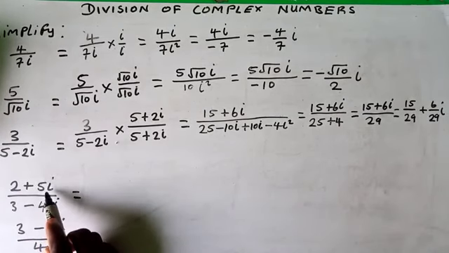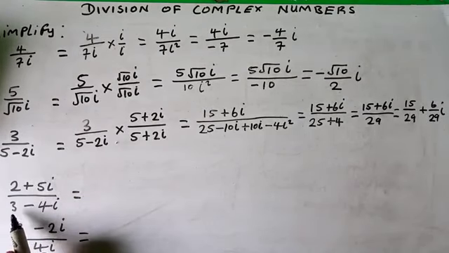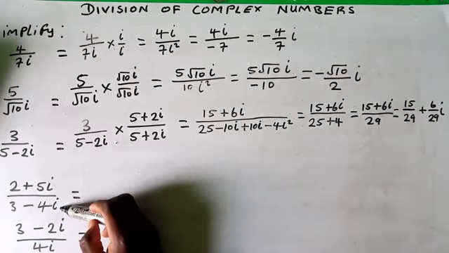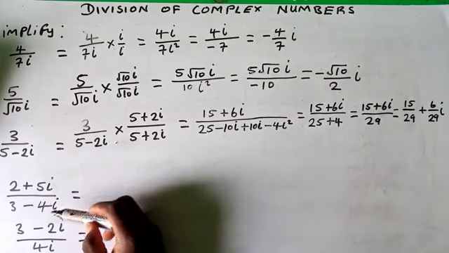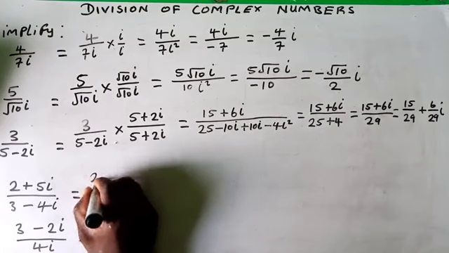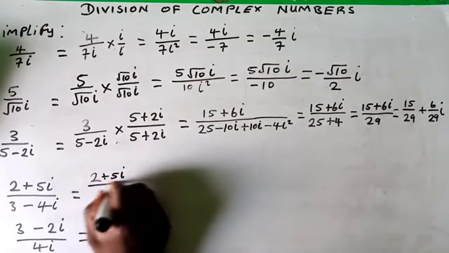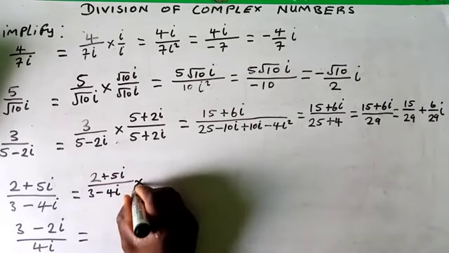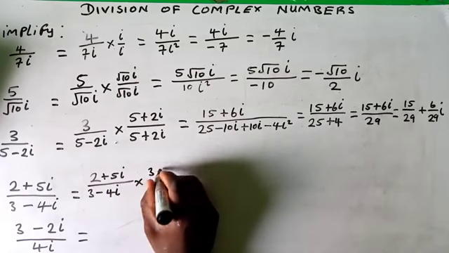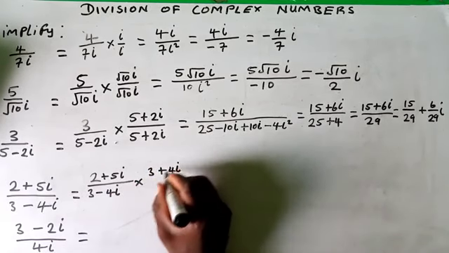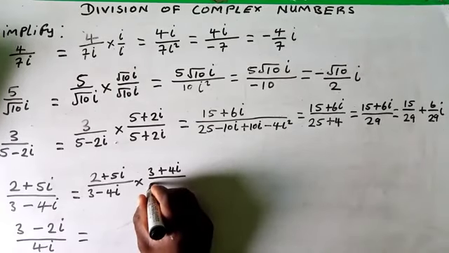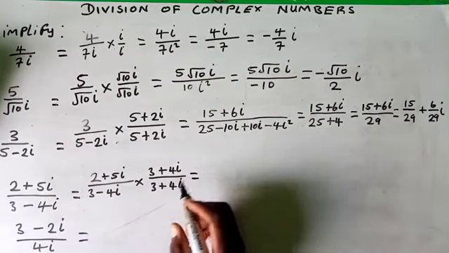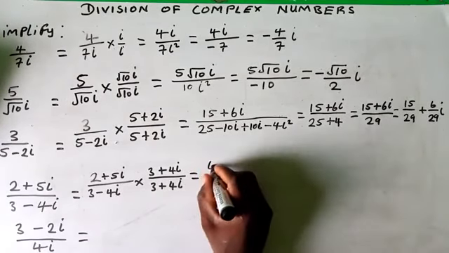So let's look at the next example, which is 2 plus 5i all over 3 minus 4i. We multiply both the numerator and the denominator by the conjugate of the denominator. So this is equal to 2 plus 5i all over 3 minus 4i times 3 plus 4i all over 3 plus 4i.